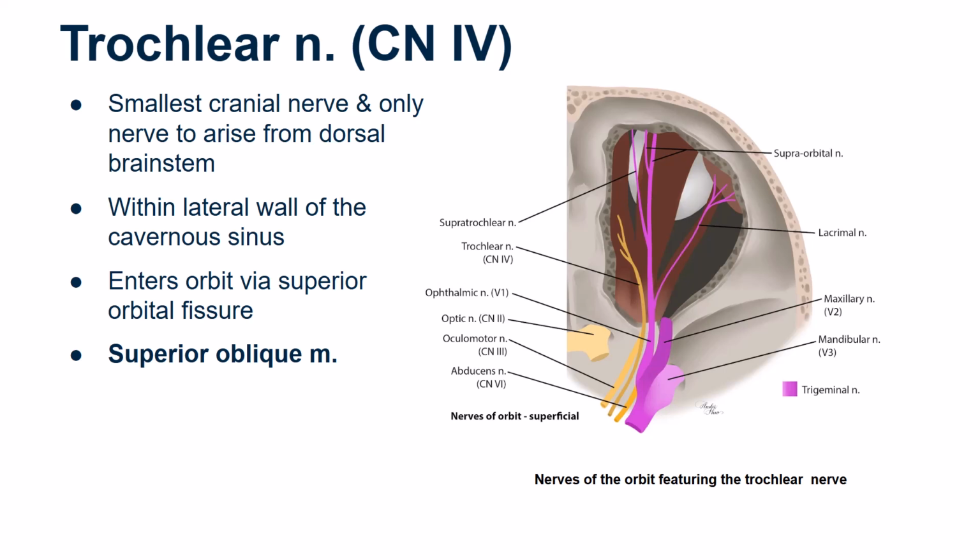It only innervates one muscle, and that is the superior oblique muscle. The superior oblique muscle has a tendon which goes through a cartilaginous pulley also called the trochlea, so it is easy, therefore, to remember that the trochlear nerve innervates the superior oblique muscle.